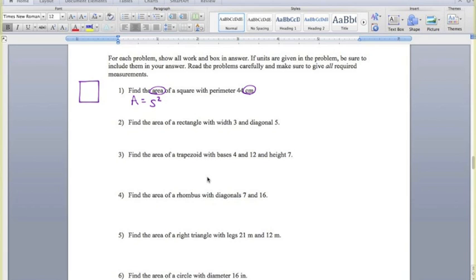So if the perimeter is 44 to go all the way around the edges and all of the sides are the same, how big are each of the sides? 11. So if I need 44 all the way around and all four sides are the same, each side must be 11. So our area is then 11 squared, which is 121 centimeters squared. It's an S, side squared, not a 5. That's the formula for a square, side squared.